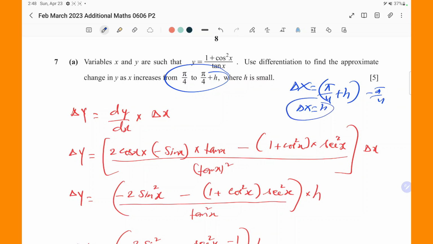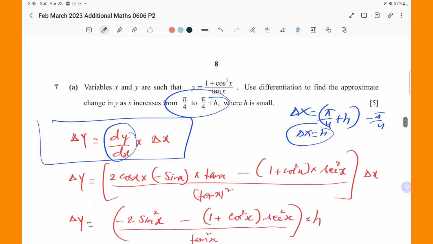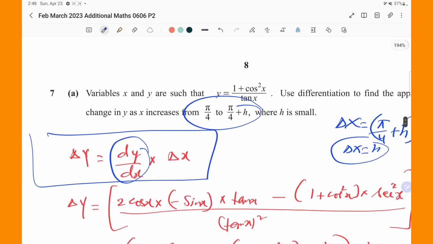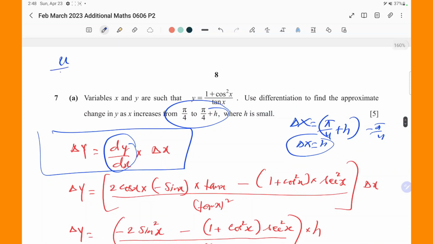Okay, that's great. We know this result: change in y equals dy over dx times change in x. So the important part is dy over dx. That's very important, because to find dy over dx here you have to apply the quotient rule, which is (u over v) dash equals (u dash v minus u v dash) over v square. I mean, first upper function differentiation, lower as it is, minus upper as it is, lower differentiation, over lower square.